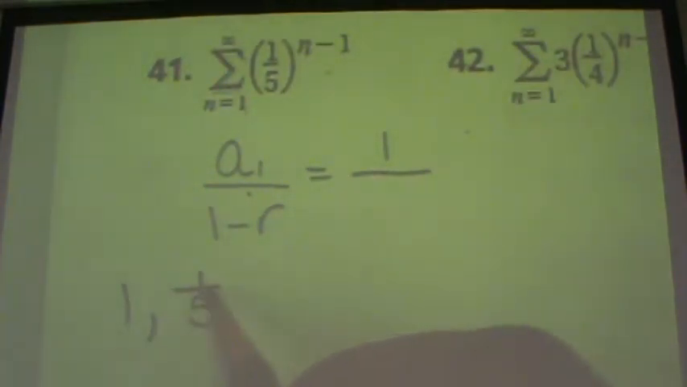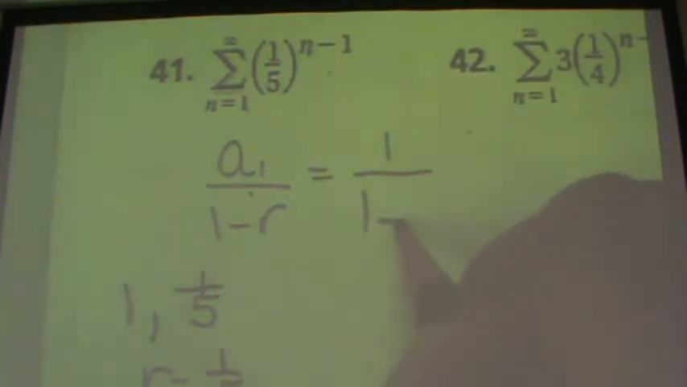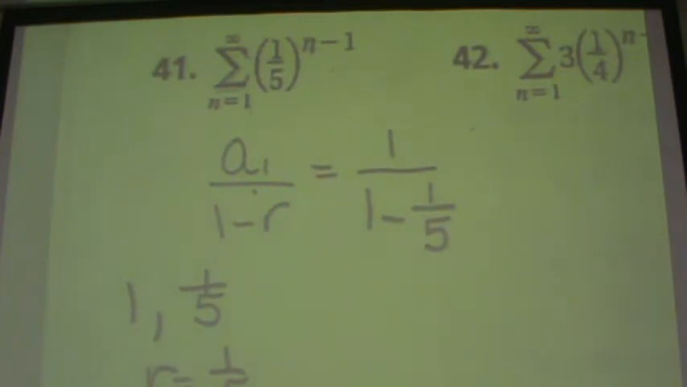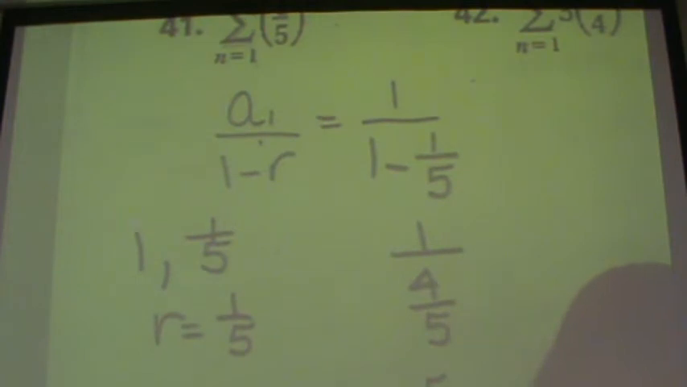So how do you go from 1 to 1/5? What's R? 1/5. Is that number less than 1? It sure is. So that is what you do. It's 1 over 1 minus 1/5. Well, what's 1 minus 1/5? This is 1 over 4/5. Flip and multiply, 5/4. Good job. Next one.